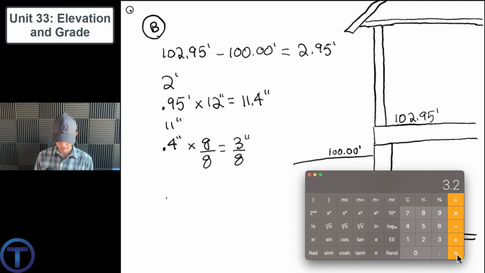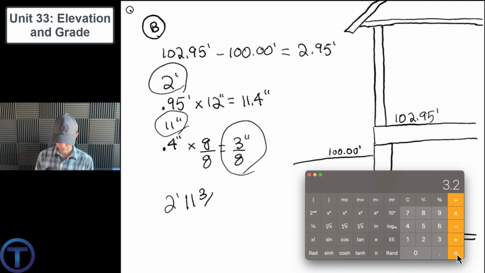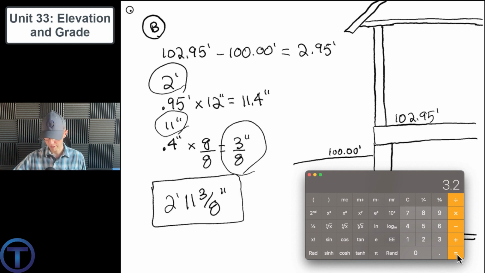Combine those together, we're going to have 2 feet from here. We had 11 inches. And we had 3/8 of an inch, so 2 foot 11 and 3/8 of an inch. That is the difference from our benchmark elevation to the first floor. Now we have something we can measure with.